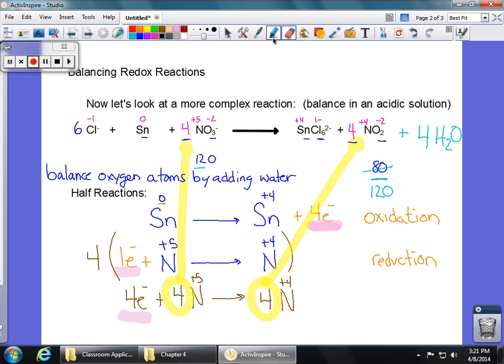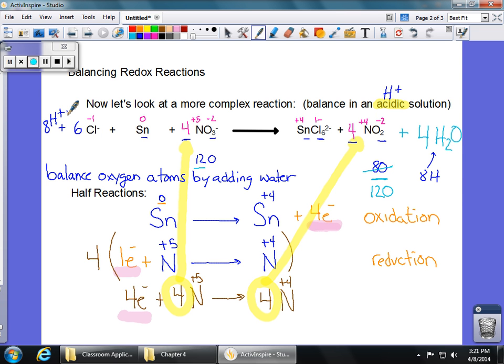That's where it's important to know that we are in acidic solution, because acids, as we've shorthanded all year, are H+. And therefore, if we're going to have 8 hydrogens added to our right-hand side, we will now add 8 hydrogen ions to our left-hand side. And at this point, all of our atoms have been balanced.